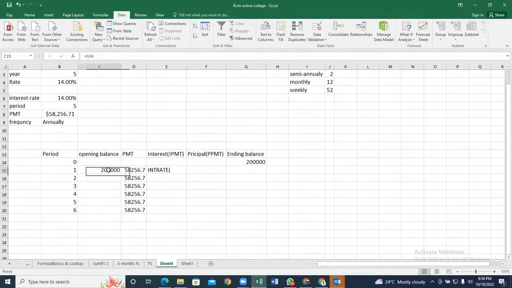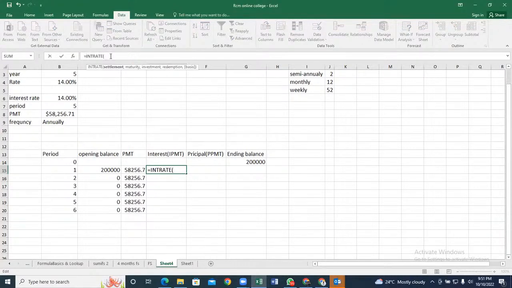Whoever is not getting zeros, this is what is happening. You've inserted this first one. You've said it is equal to this. But for you to get the other zeros, you have to autofill it. Is that okay, Martin? Okay, so let's proceed with this interest rate.